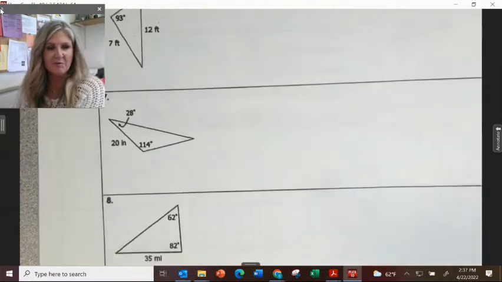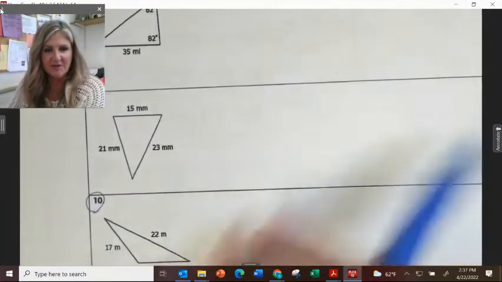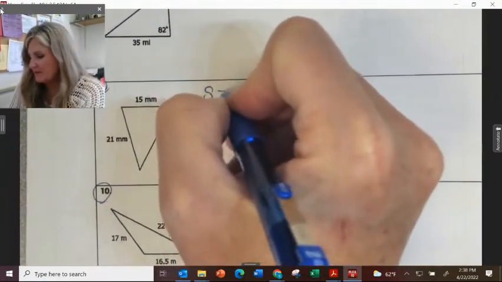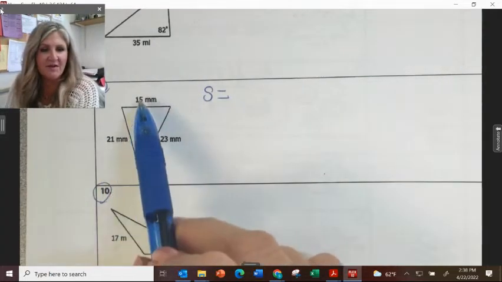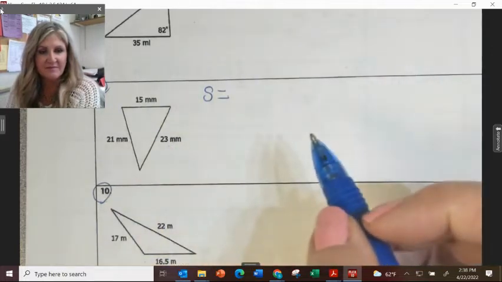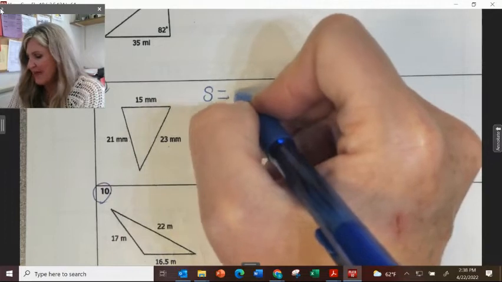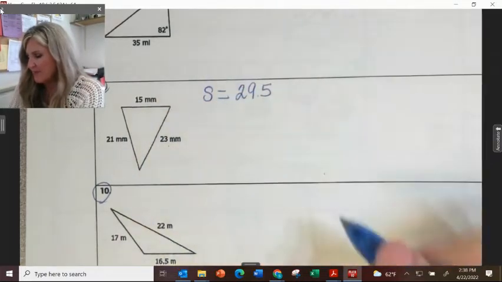Where's the first problem where we are given all three sides? Yeah, so number 9, we're given all three sides. So we're going to find that semi-perimeter. So we're going to add these all up. What's 21, 15, and 23? 59, right? So the semi-perimeter is going to be half of 59, which is 29.5.